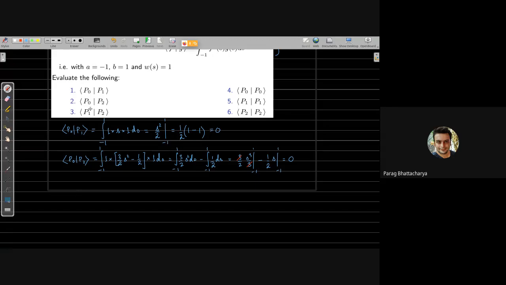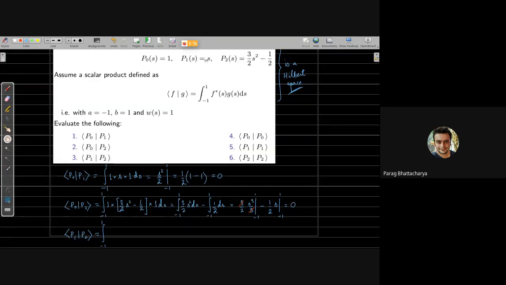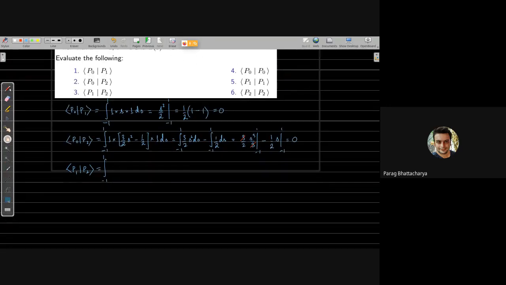Okay. Next we have P1, P2. Same way as before, the limits are -1 to +1. Then what is P1? P1 is equal to S, and P2 is equal to 3 by 2 S square minus 1 by 2. W is equal to 1 into ds. Then what do we get?